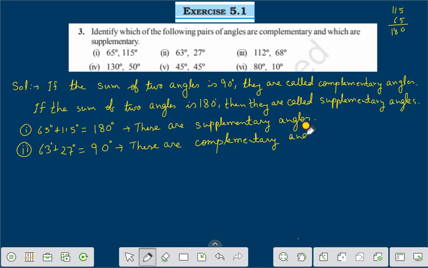Now question number 3. Question number 3 you see here is 112 degrees plus 68 degrees. We add this one, 8 plus 2 is 10, 0, carry 1, 6 plus 1 is 7, plus 1 is 8. It comes to 180 degrees. Therefore, we can say that these are supplementary angles.